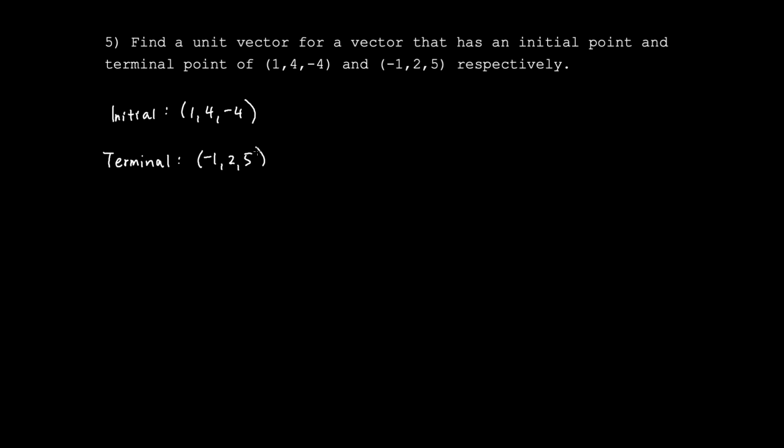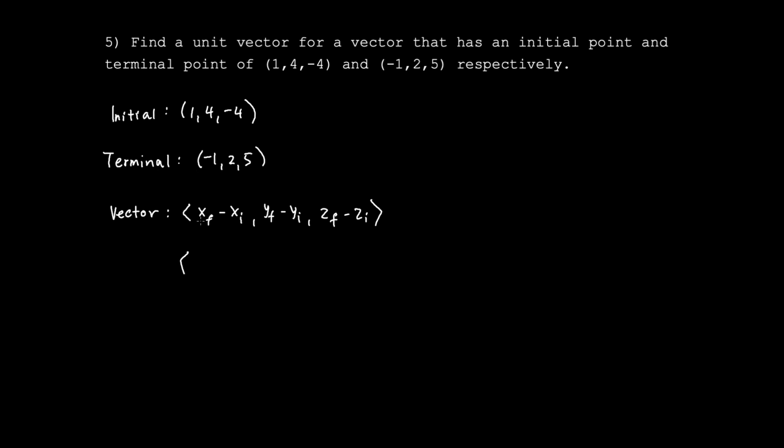It wants us to find a unit vector, but we don't have a vector yet. All we have is points. Remember from earlier in the video that we talked about how to find a vector from 2 points. It's just each of the components of the terminal point minus each of the components in the initial point. So the vector in 3 dimensions is calculated by x final minus x initial, y final minus y initial, and z final minus z initial.